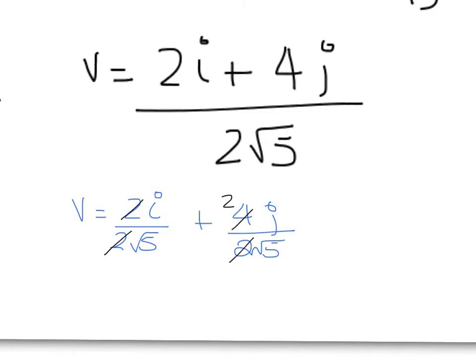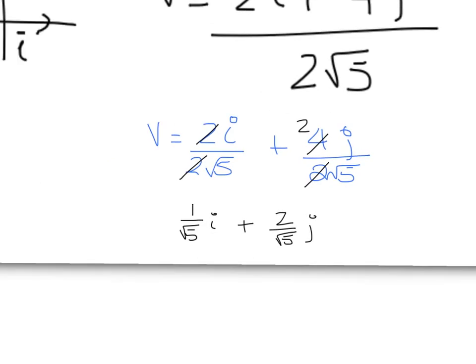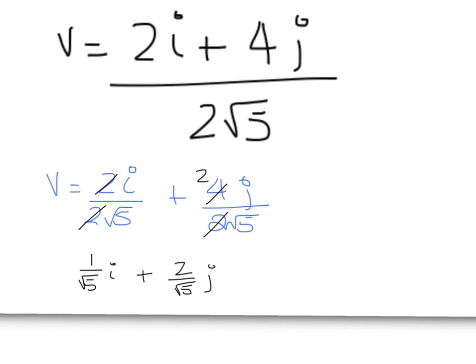Here this becomes 2. Then we rationalize the denominator, because what we have is 1 over root 5 i, and we know we don't leave that there, 2 over root 5 j. And so our answer for our unit vector here is going to be root 5 over 5 i plus 2 root 5 over 5 j.